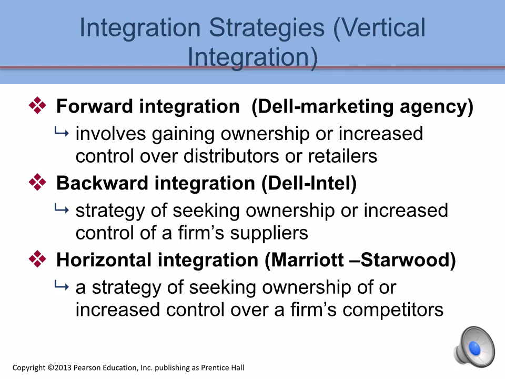Whereas horizontal integration is a strategy of seeking ownership or increased control over a firm's competitors. So the focus in the horizontal integration strategy is to gain control over a firm's competitors. This type of integration always happens in the same industry. Some criticize horizontal integration by saying that it can lead to a monopoly if a company captures the vast majority of the market for that product or service.